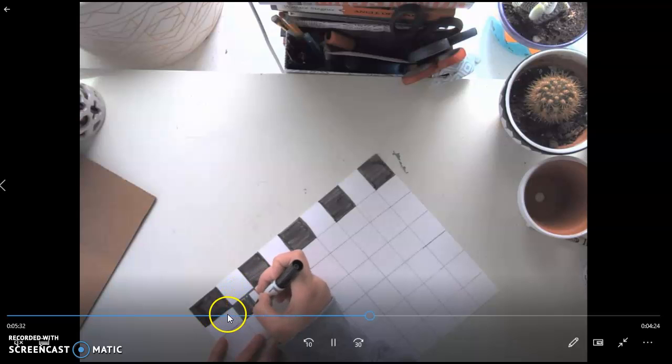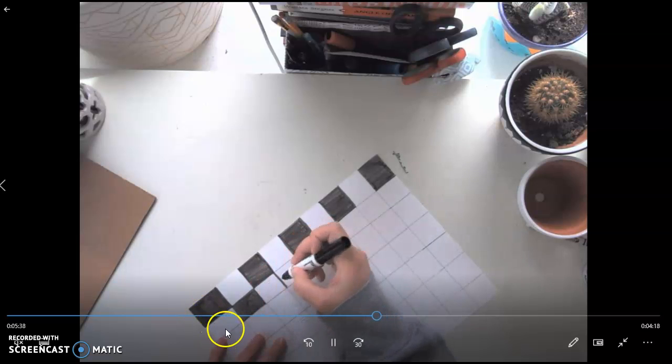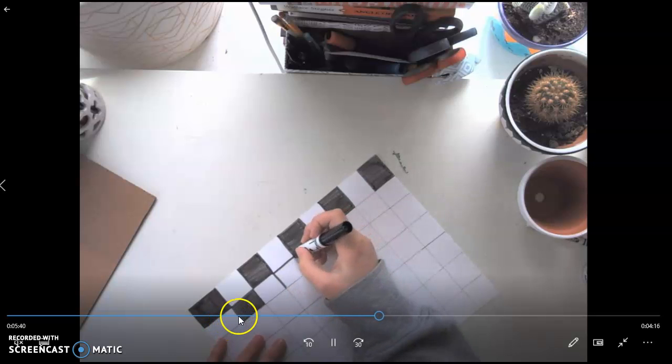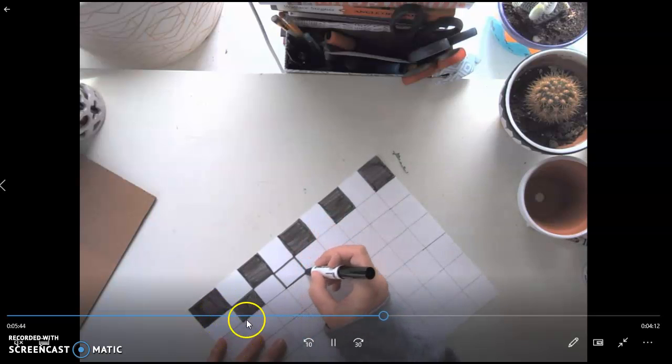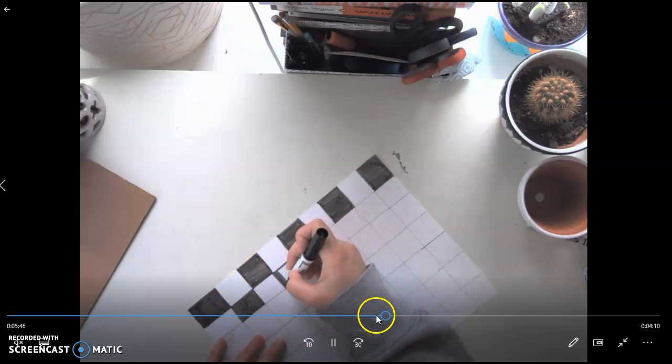But yeah, as I progress on to the next row, you'll leave the first one empty and fill in the second one. Something to always keep in mind is you should never have two colored ones of the same color next to each other. So it should always be going on this diagonal pattern.